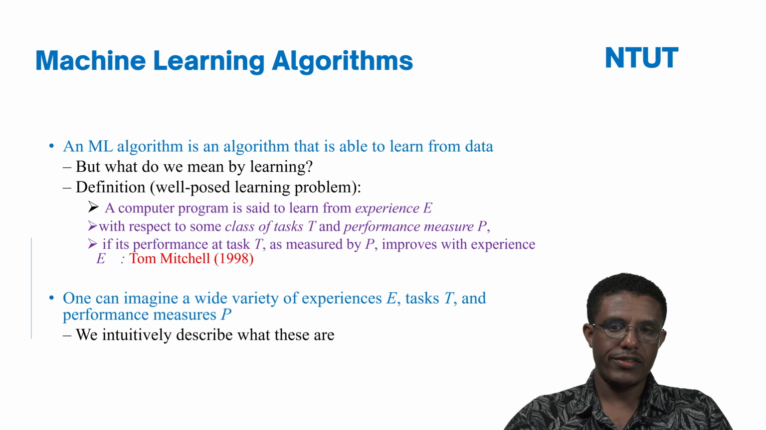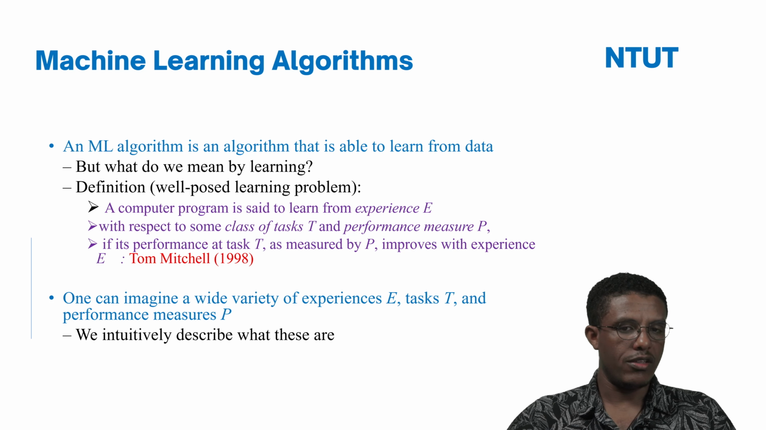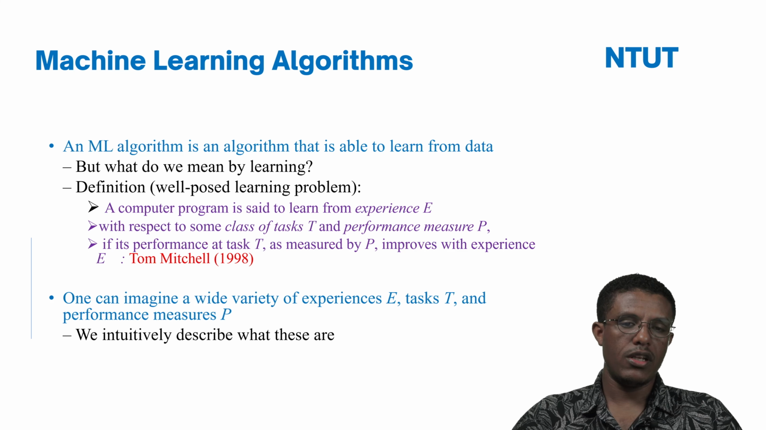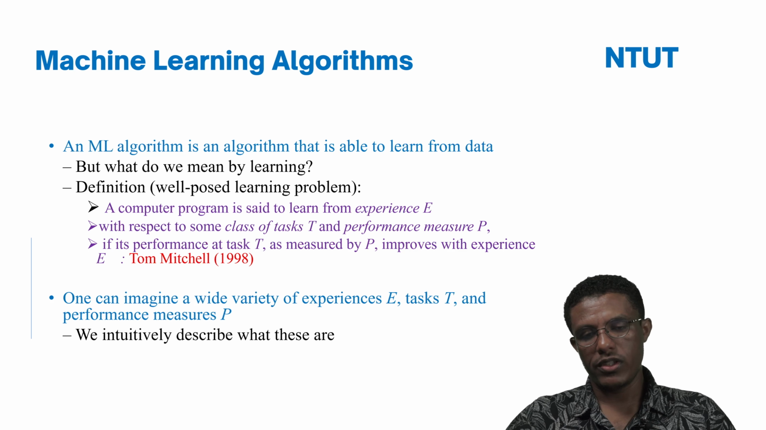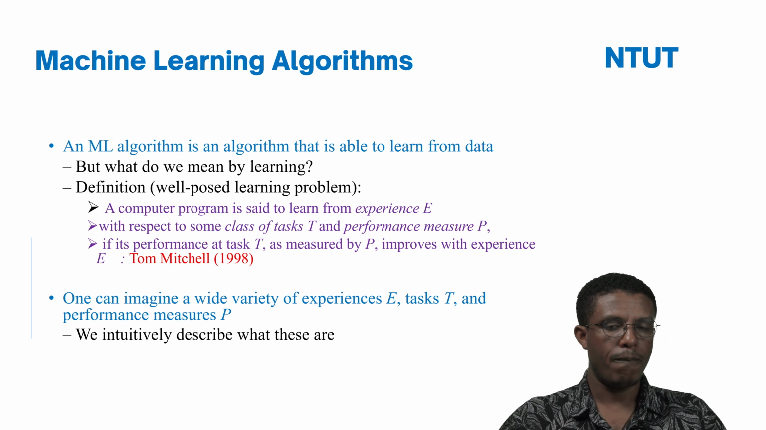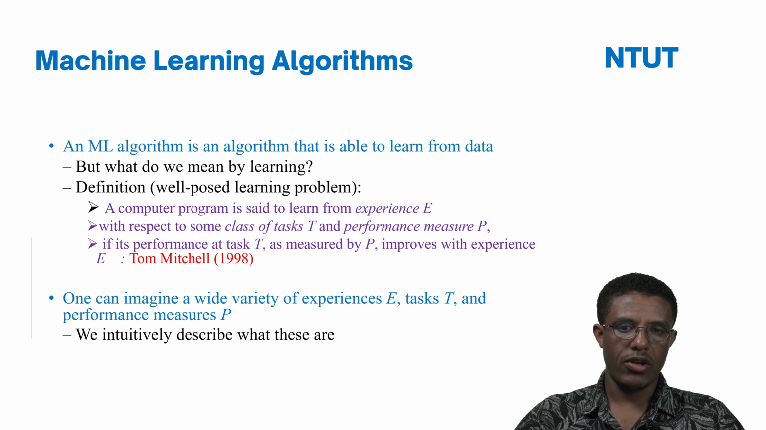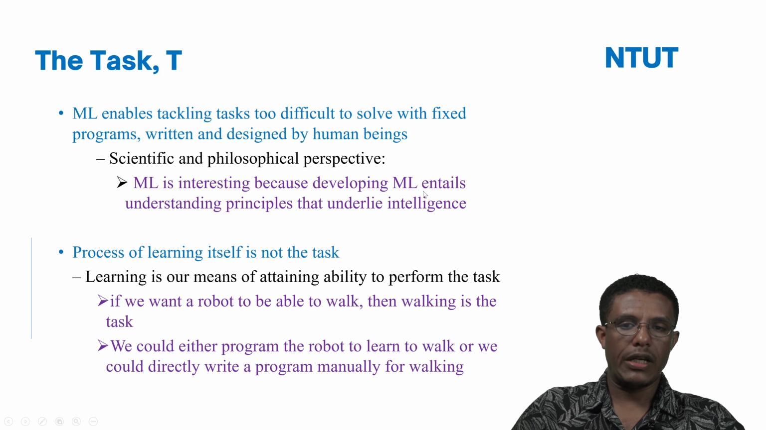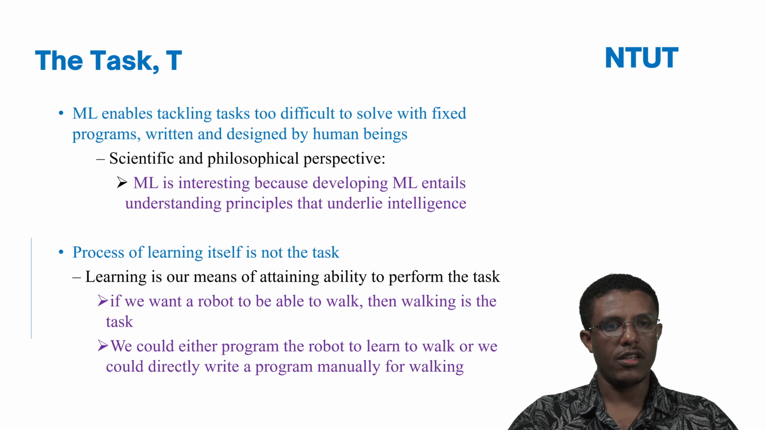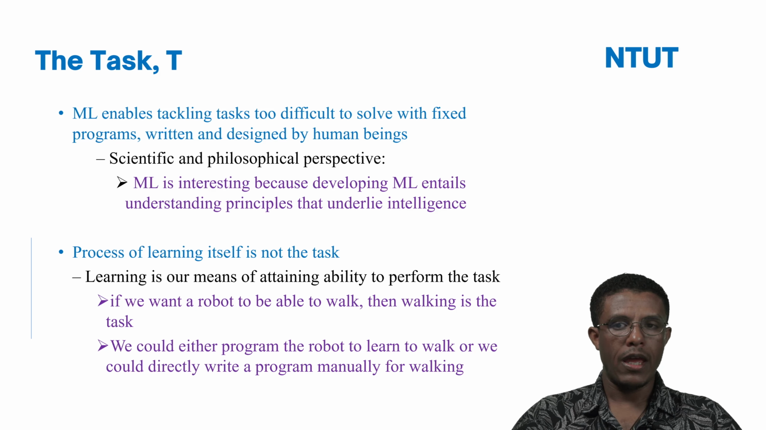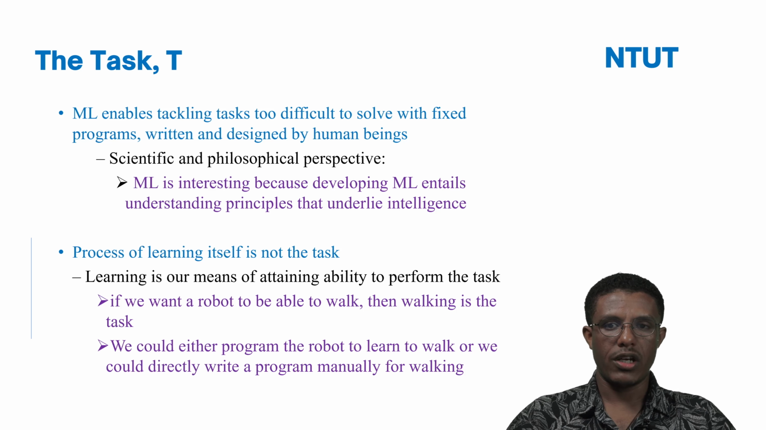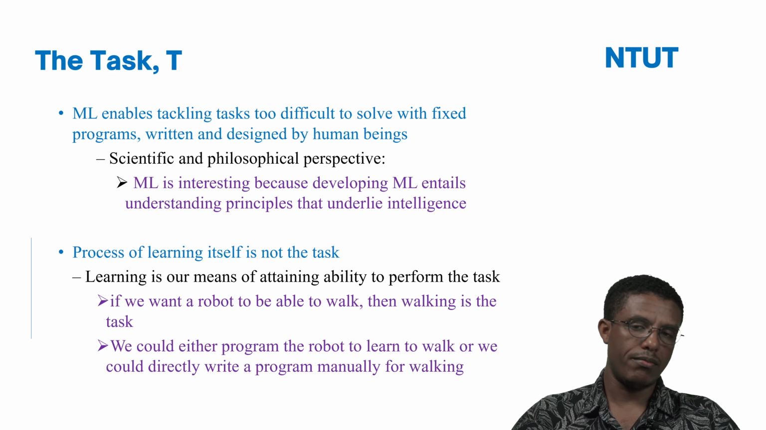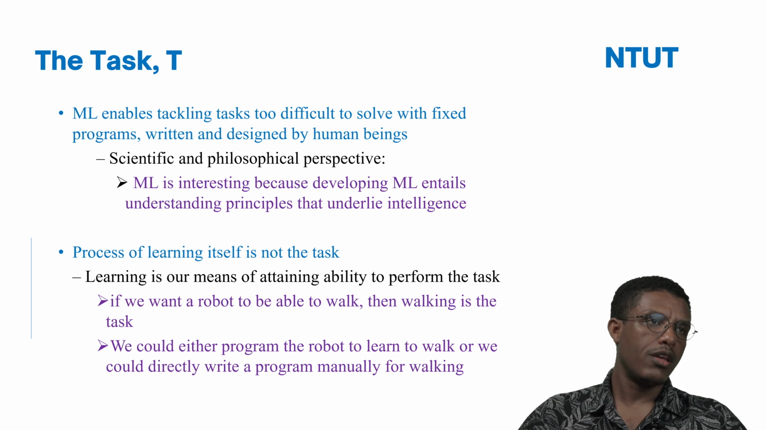One can imagine a wide variety of experiences, tasks, and performance measures. In the next few slides, we will see the details of the connection between the experience, the task, and the performance. First, let's see what task T is in the learning process. Task T enables tackling tasks too difficult to solve with fixed programs written and designed by human beings.